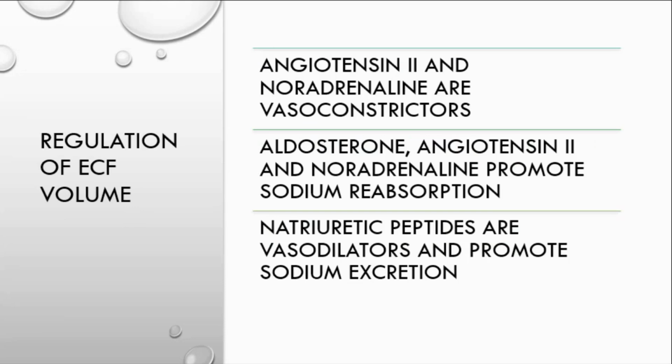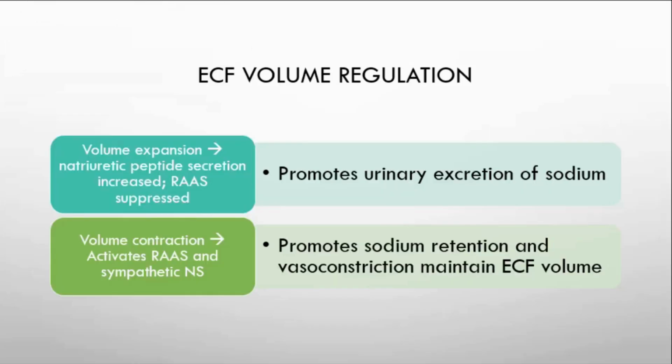Angiotensin 2 and noradrenaline are vasoconstrictors. Aldosterone, angiotensin 2, and noradrenaline promote sodium reabsorption, and the natriuretic peptides are vasodilators and promote sodium excretion. So when you have volume expansion, natriuretic peptide secretion is increased and the RAS system is suppressed, promoting urinary excretion of sodium. When there's volume contraction, that activates the RAS system and the sympathetic nervous system, which promotes sodium retention and vasoconstriction to maintain the extracellular fluid volume.